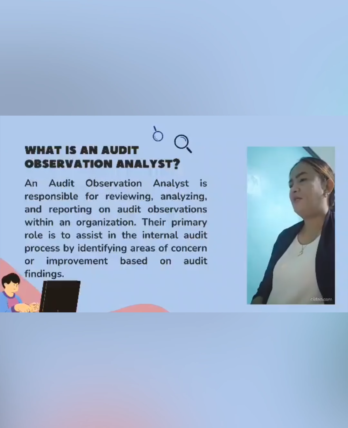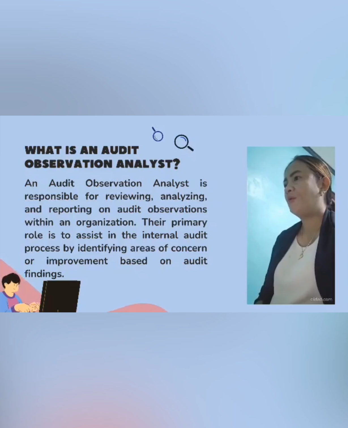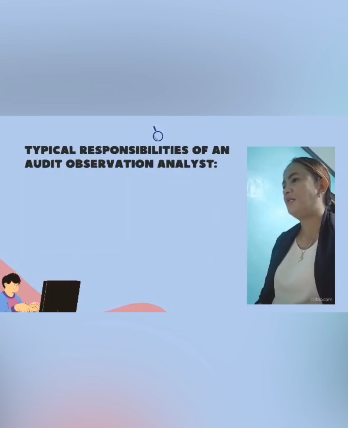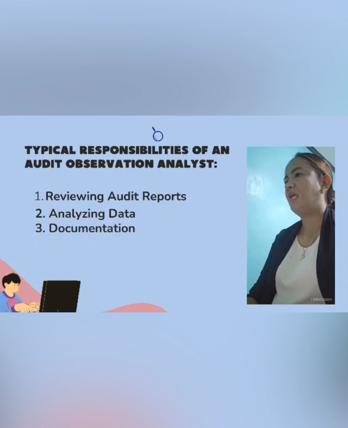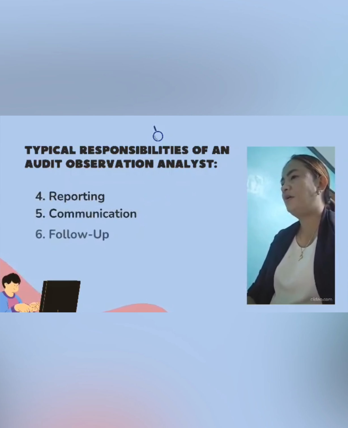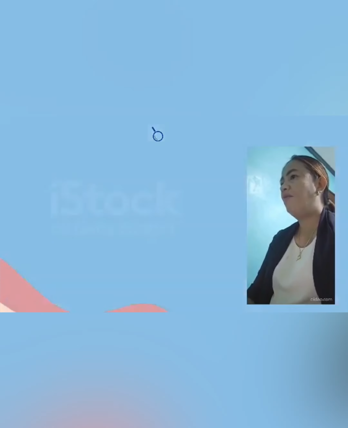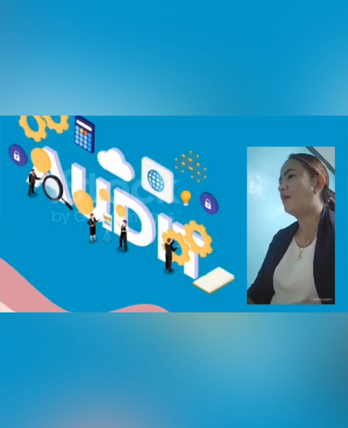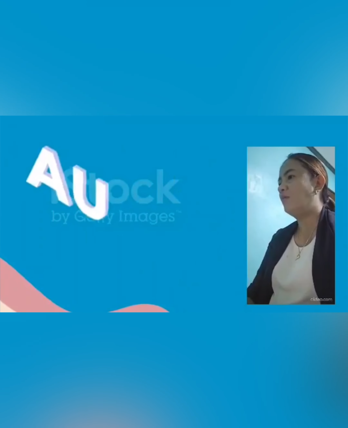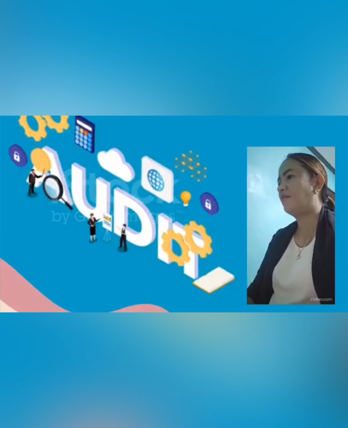What is an audit observation analyst? It is responsible for reviewing, analyzing, and reporting on audit observations within an organization. Their primary role is to assist in the internal audit process by identifying areas of concern or improvement based on audit findings. Typical responsibilities of an audit observation analyst are: reviewing audit reports, analyzing data, documentation, reporting, communication, follow-up, and continuous improvement. Overall, an audit observation analyst plays a critical role in helping organizations derive actionable insights from audit observations to improve processes, mitigate risks, and enhance overall performance.